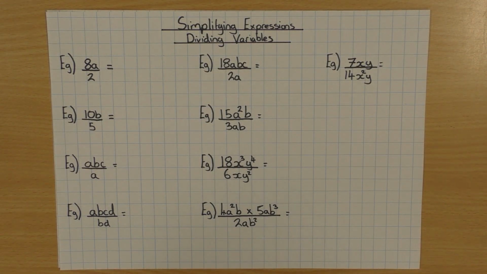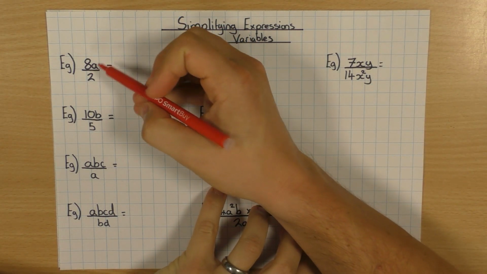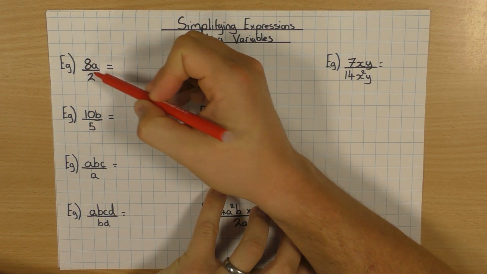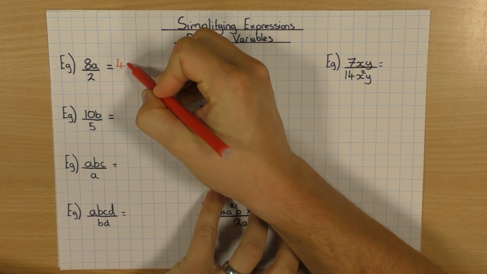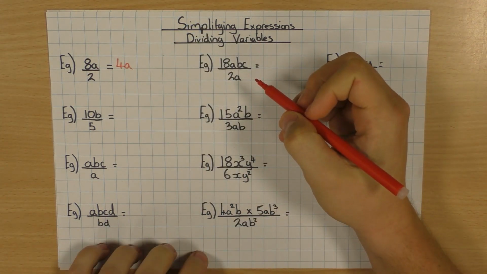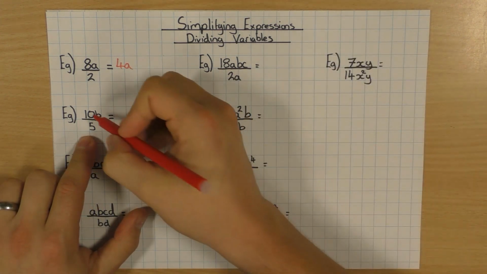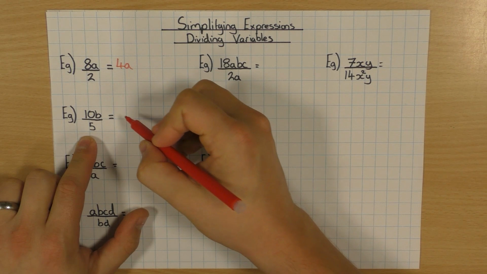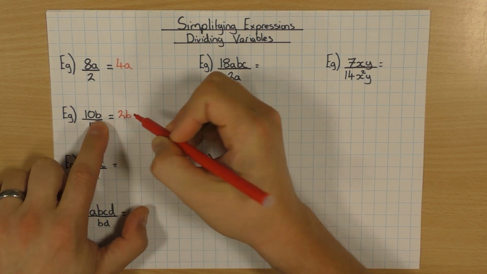Hi guys, in this video we're going to have a look at simplifying expressions, but more specifically when we are dividing variables. Okay, so let's get started. This one here, very simple, we just divide the numbers. So 8 divided by 2 is 4, and we're left with an A. So that 8A divided by 2 is just 4A. Same thing here, 10B divided by 5, I'm just going to divide the numbers, which is 10 divided by 5 is 2, and I'm left with a B.